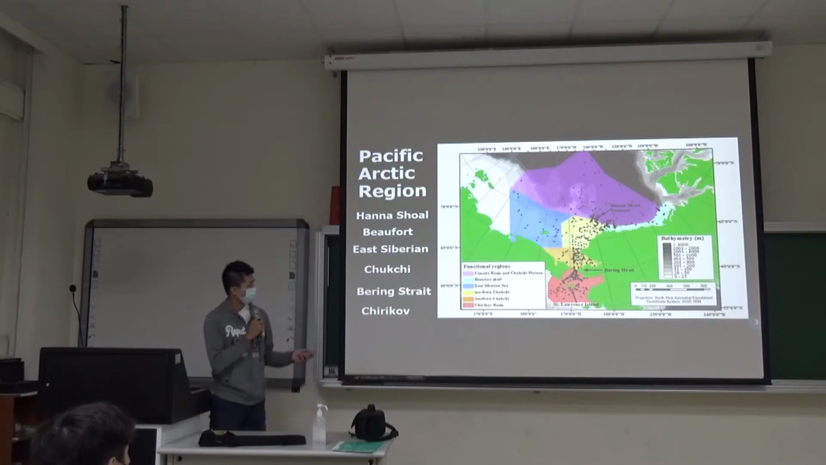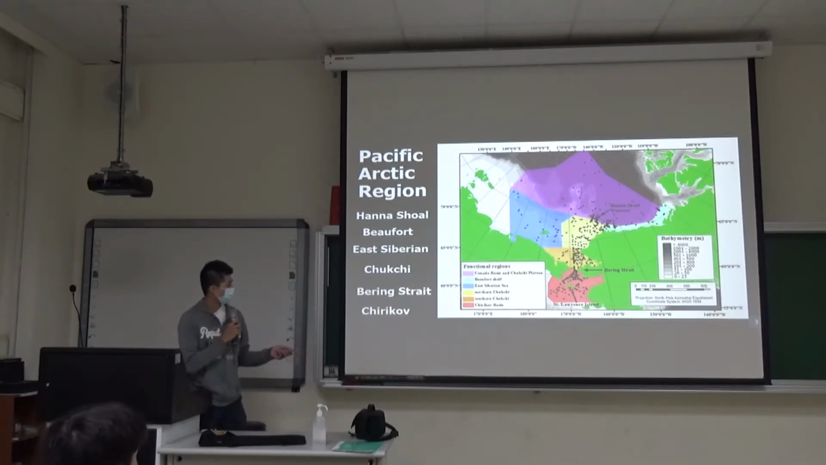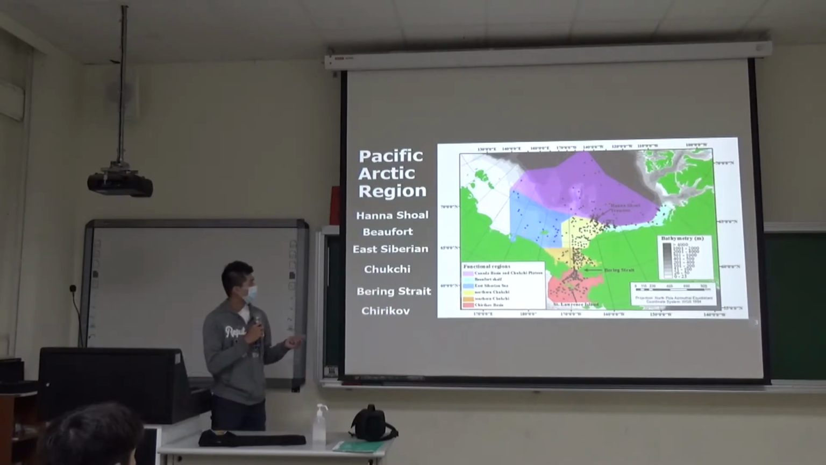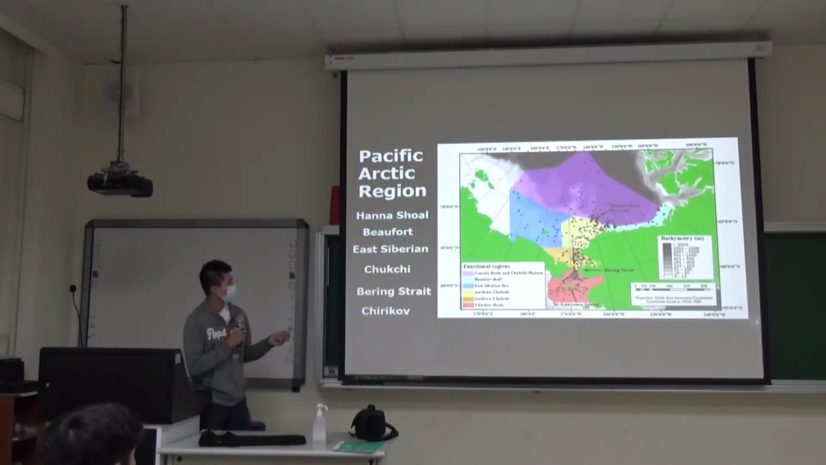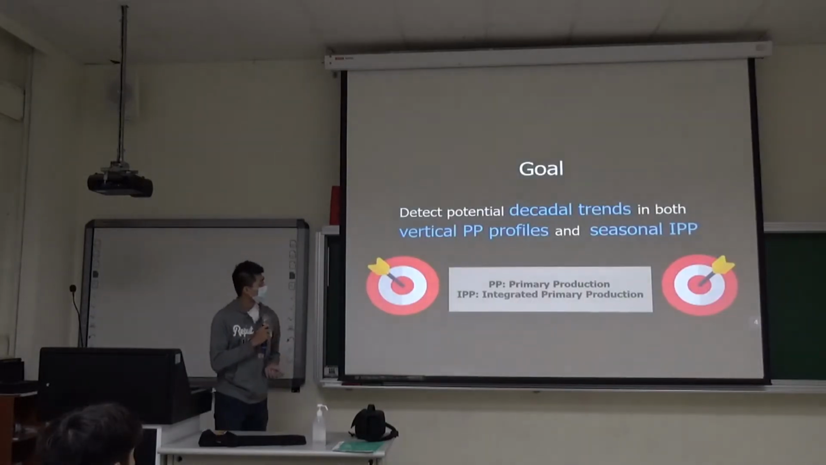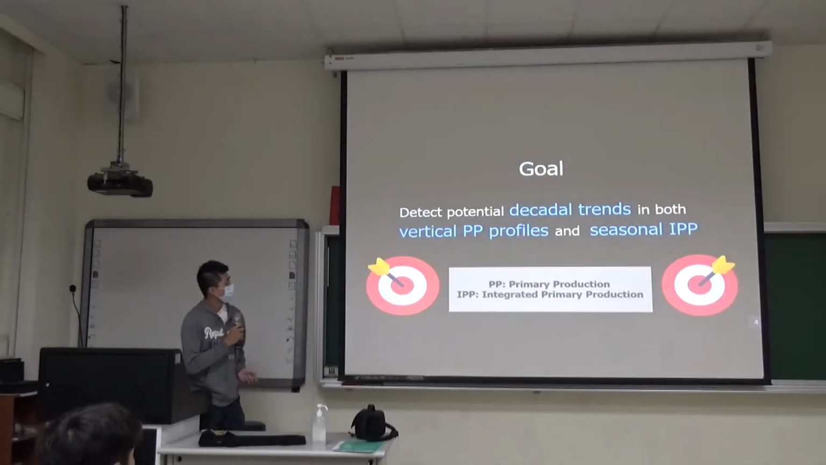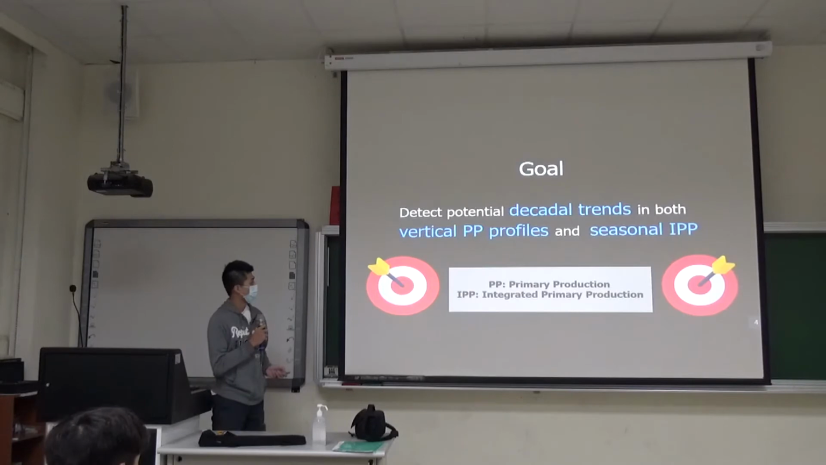which we showed in this picture. The red side is the Chukchi basins. The orange side is the southern Chukchi, the yellow side is the northern Chukchi, and the west section is the blue. The light blue is the shelf, and the purple side will be the Canadian basin and Chukchi plateau. And the goal is to indicate the potential decadal change in both vertical PP profiles and seasonal IPP.